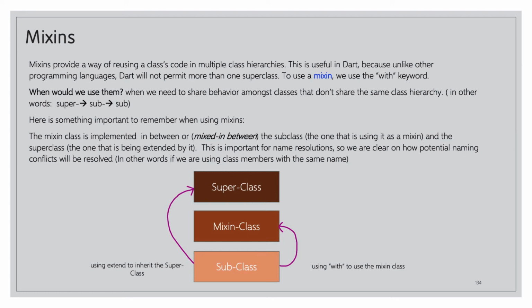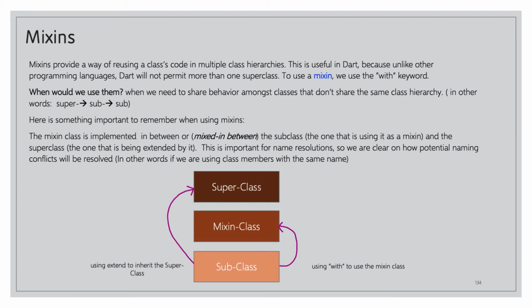Here is something important to remember about mixins. The mixin class is implemented in between, or mixed in between, you can think of it that way, the subclass, the one that is using the mixin, and the superclass, the one that's being extended by the subclass. This is important for name resolution, so we are clear on how potential naming conflicts will be resolved. In other words, if we're using class members with the very same name, where are we getting our values from, which is the actual object that we're going to use.